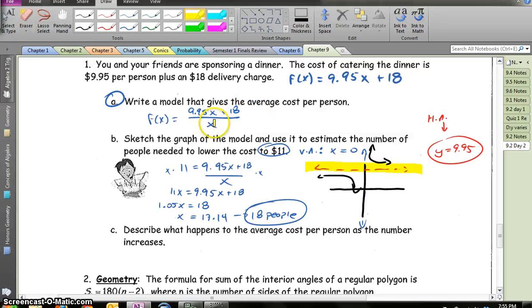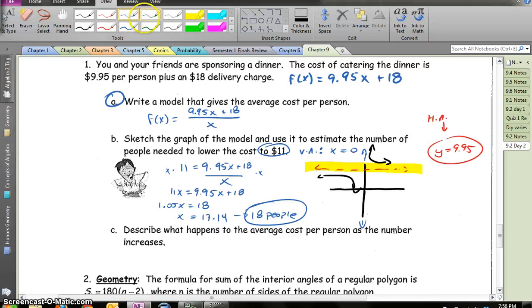So every time you get more people, that $18 gets chopped up into little pennies, or fractions of pennies. And the reason we never hit 9.95 is because we're never going to pay less than that. No matter how, remember, each point represents one person, what they're paying. So as we get more people, that approaches closer and closer. So the total cost is going to get cheaper the more people you have because this 18 is getting chopped up.